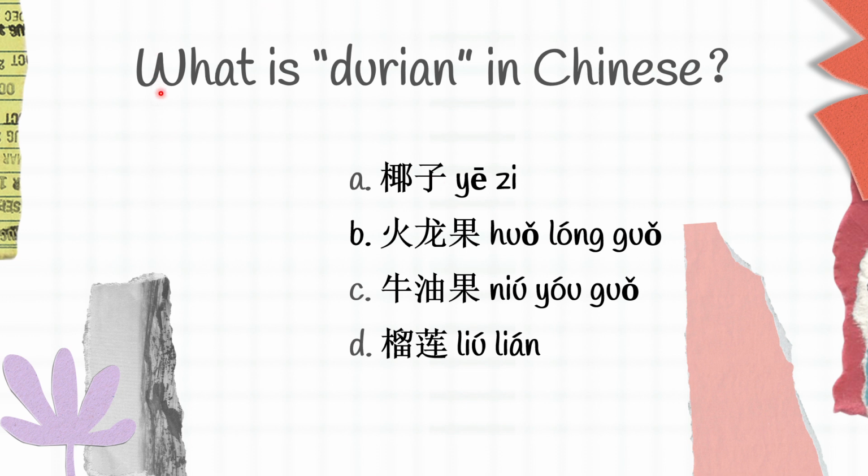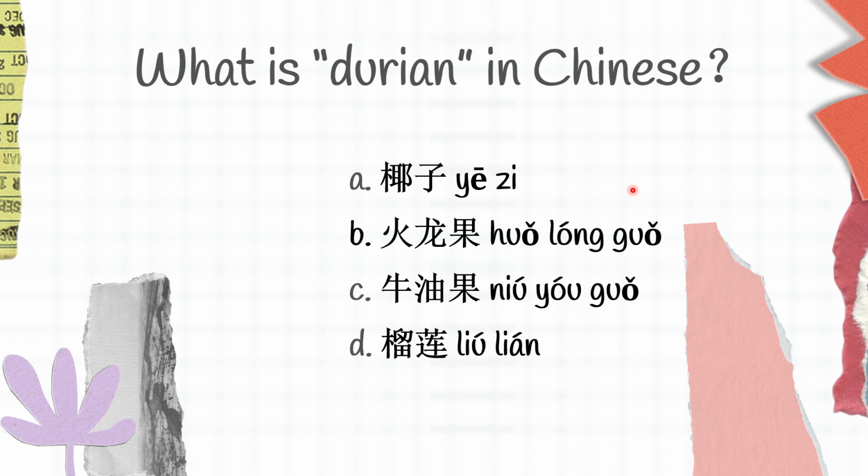Another question here is, what is durian in Chinese? So we have A, 椰子, B, 火龙果, C, 牛油果, D, 榴莲. So let's try to guess first. I think you guys should get the correct answer, right? This quiz is kinda easy.